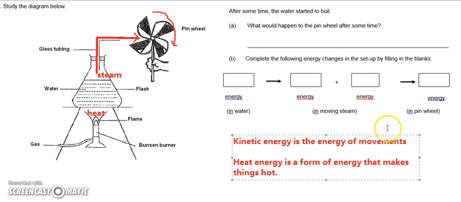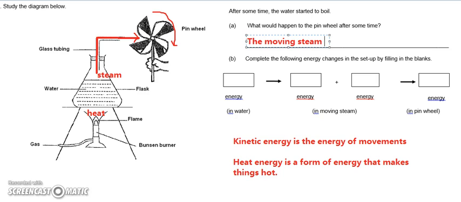Okay, so with that, what would happen to the pinwheel after some time? The pinwheel would be moving. Okay, so what do we say? We say that the moving steam would cause the pinwheel to turn.